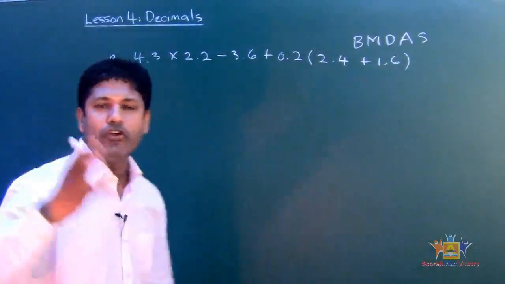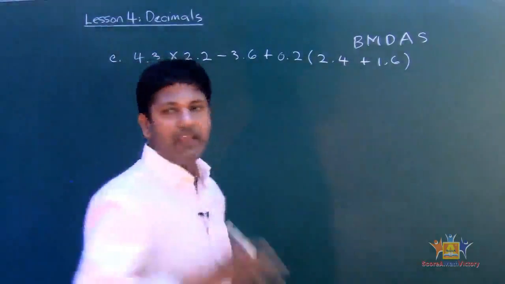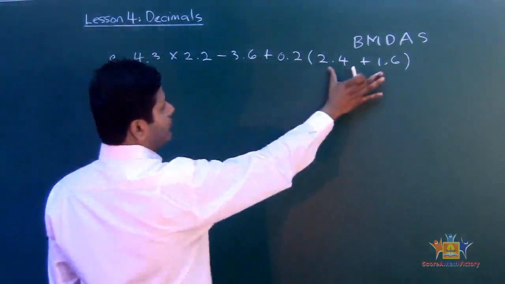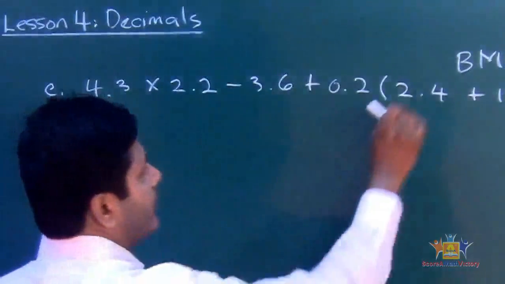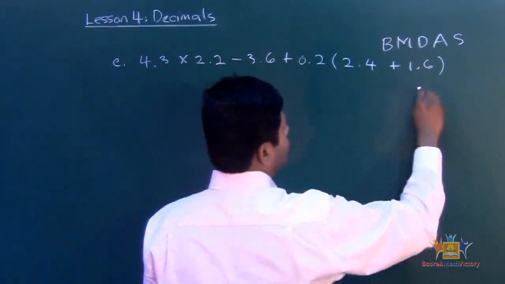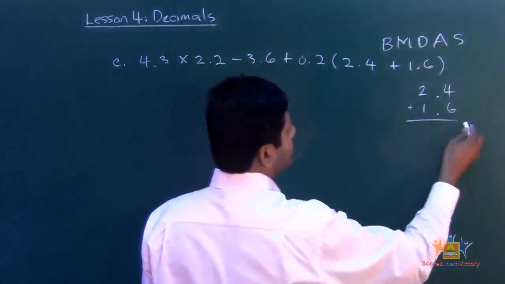So first, you know that what takes priority? Bracket, okay? So everything inside the bracket got to be solved first, okay? So we're going to start with this one. What's inside the bracket? It's addition, alright? So we're going to grab that by the decimal. We're going to add them first. Line them up. So we got 2.4 and 1.6.